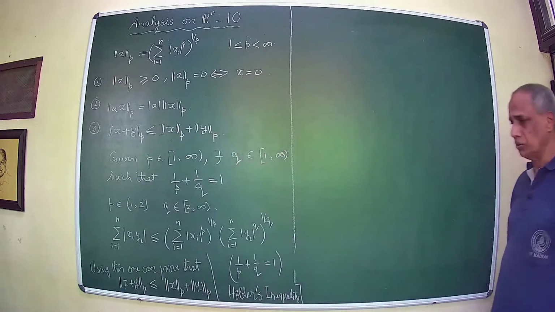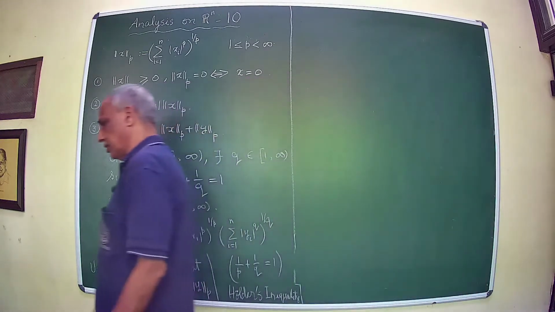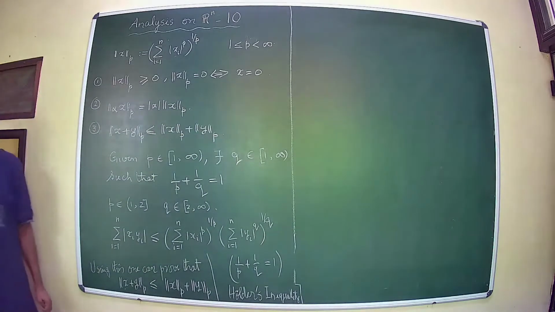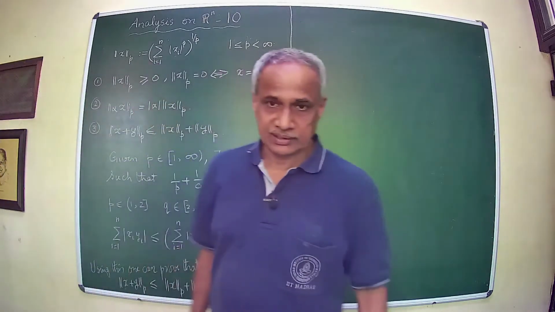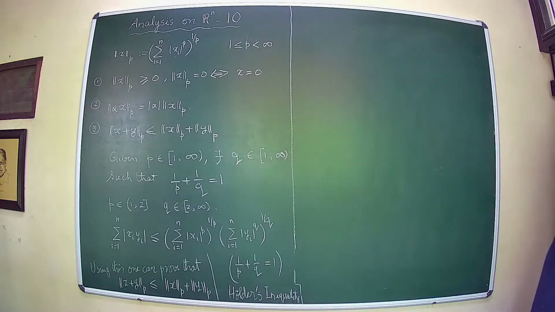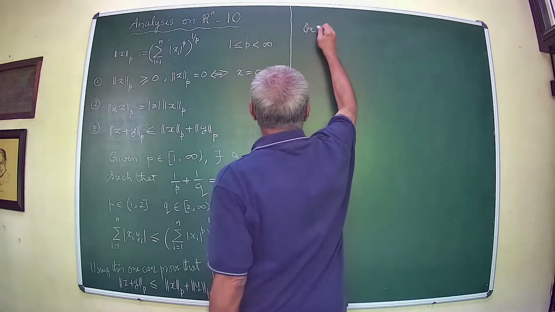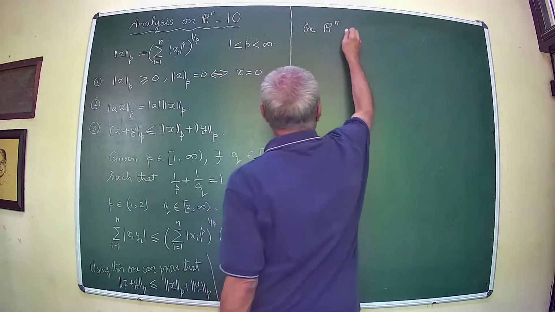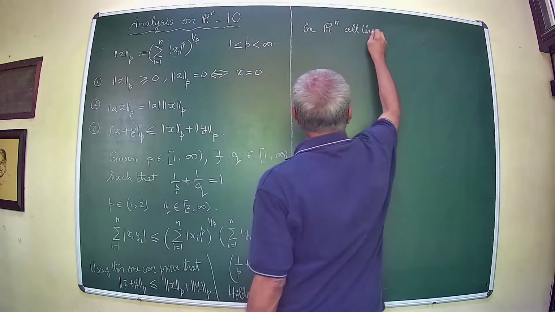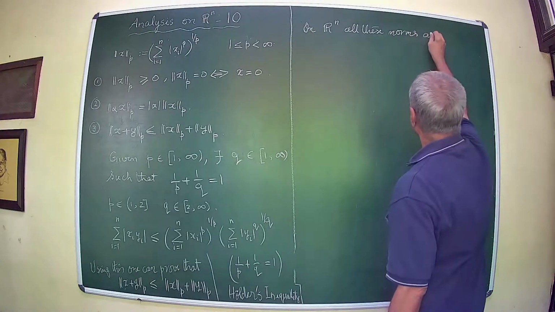So the moral of the story is that there are several ways in which one can introduce a norm suiting your circumstances. But on a finite dimensional vector space like Rn, there is a beautiful result which says that on Rn, all these norms are equivalent.